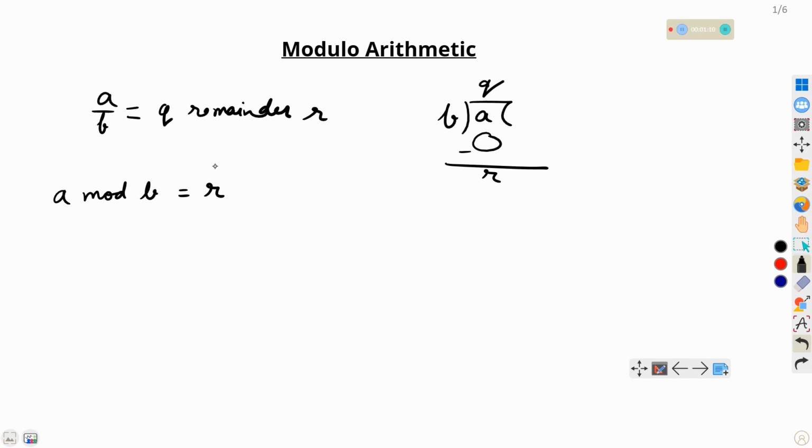We can also represent this by Euclid's division lemma. So you might remember Euclid's division lemma, that is A equals BQ plus R. Same thing goes for here. We are dividing A by B and getting a quotient of Q and a remainder of small r. So we can write this and this. If we want to get the remainder, we'll apply modulo arithmetic.